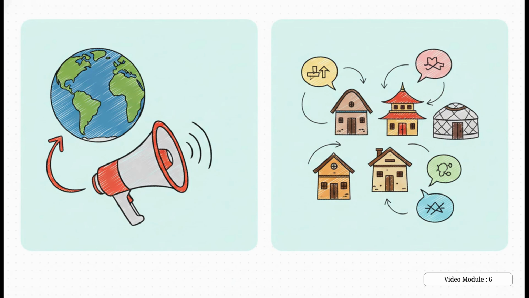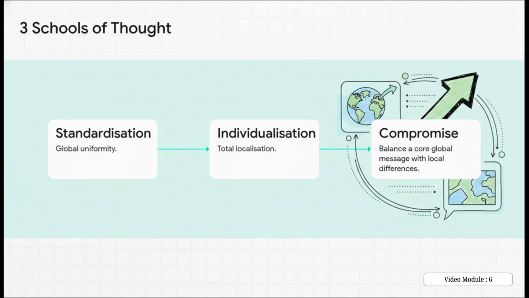On one side, you have the standardization folks. They believe that deep down, human needs are universal, so one powerful ad should work for everybody. Then on the other side, you've got the individualization crew. They say, no way, culture is everything, and if you ignore local differences, your ad is doomed to fail. So you've got these two opposite poles, right? But like with most things in life, the real answer is probably somewhere in the middle.